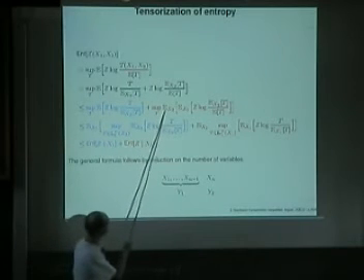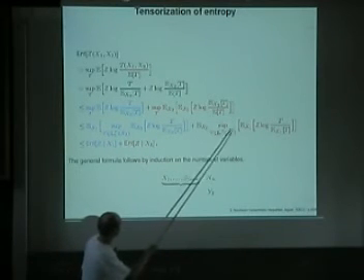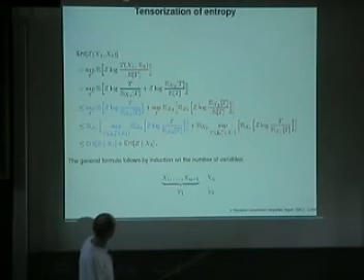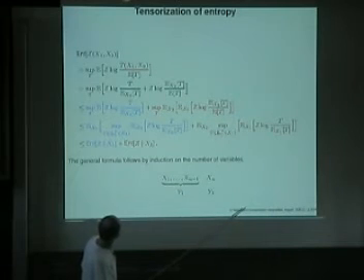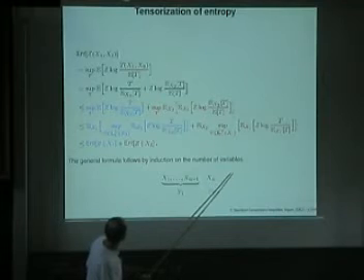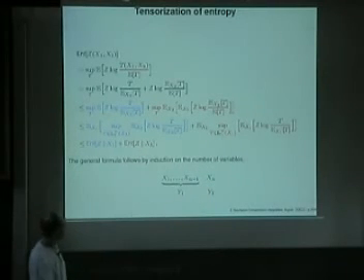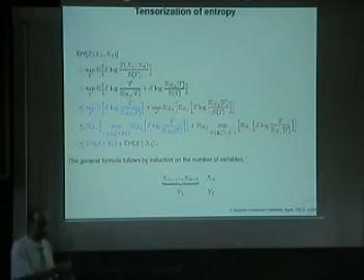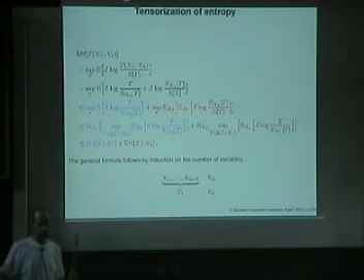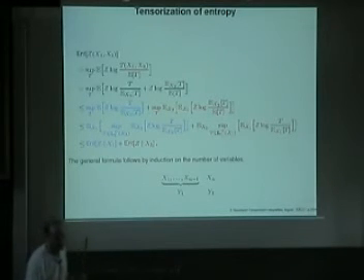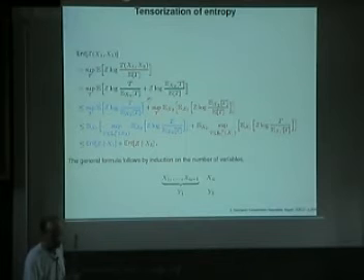And here, this turns out to be the expected something that turns out to be upper bounded by the entropy, the conditional entropy with respect to x2. So this is the proof of the tensorization of entropy.